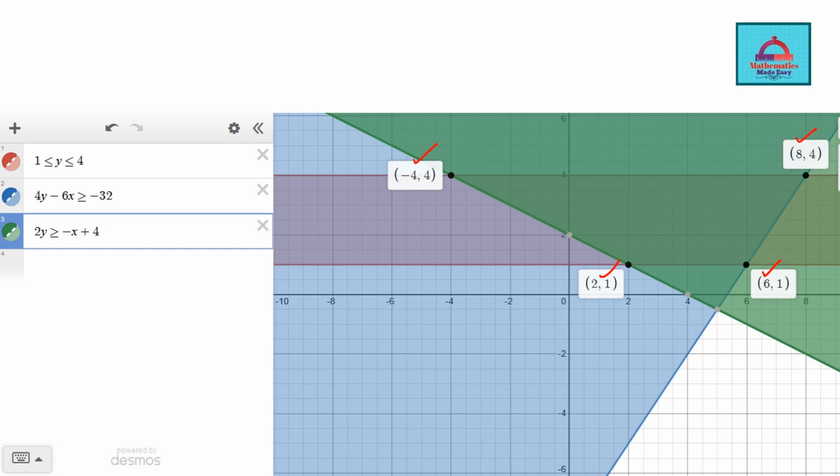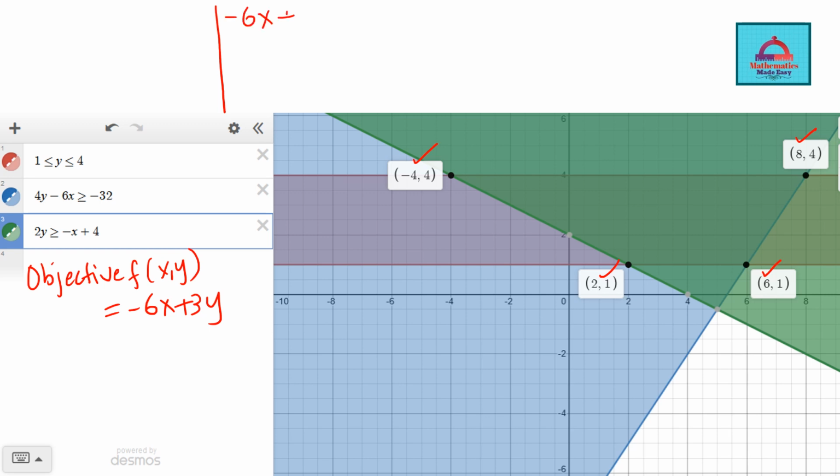And how do we do that? We first write the objective function. For this question, the objective function was defined by f of xy equal to minus 6x plus 3y. Now in this table, we are going to calculate minus 6x plus 3y, this value, what it comes out to be at each of these 4 points.